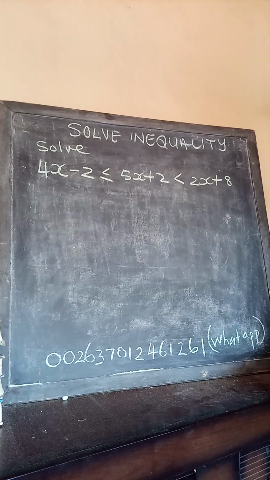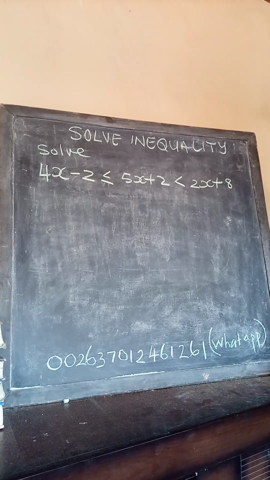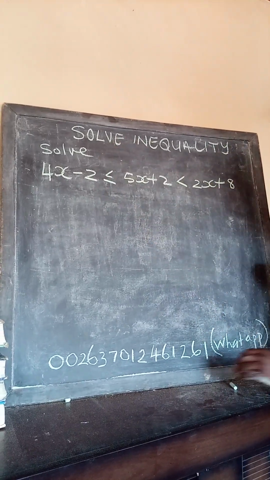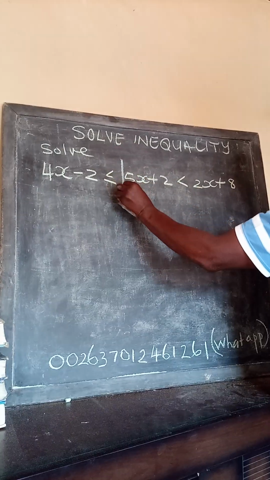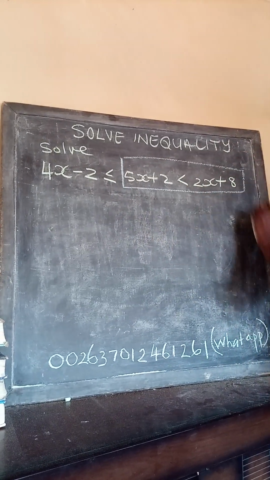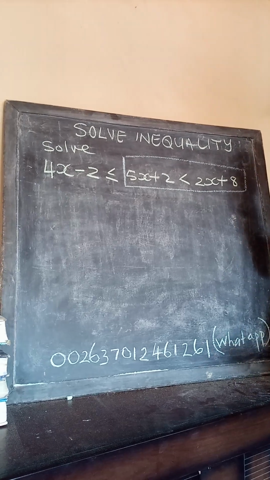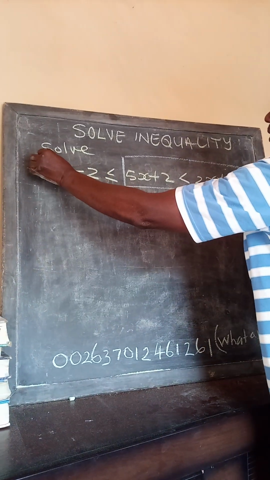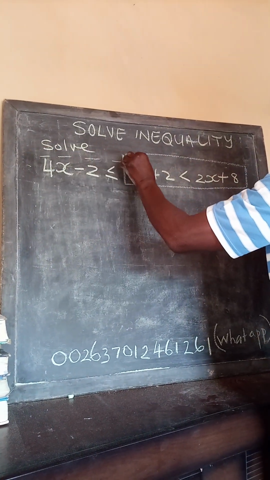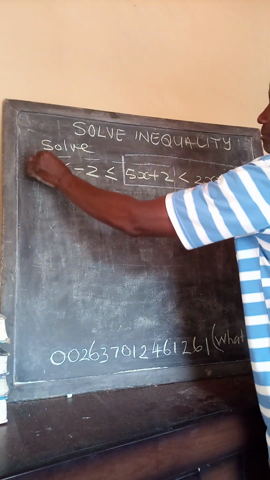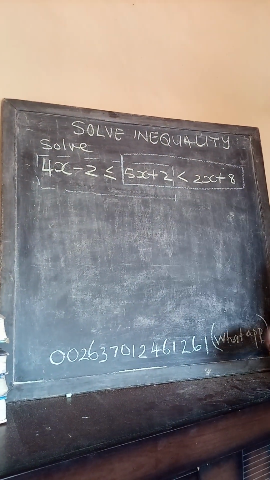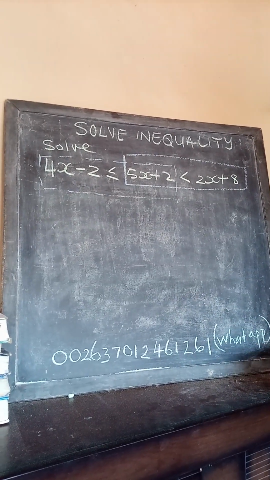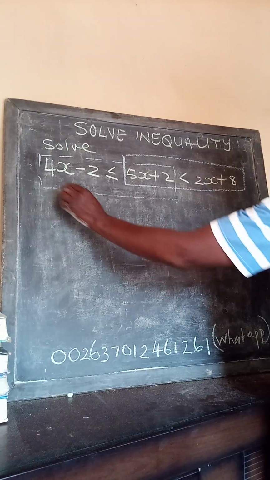This inequality, I've seen learners having challenges. So in this case, we break it down like this. Right, we break it down, and then we solve this one here separately. And then after that, we also solve this one here separately. Then after that, we join the solution. So let me start here now with this one here.